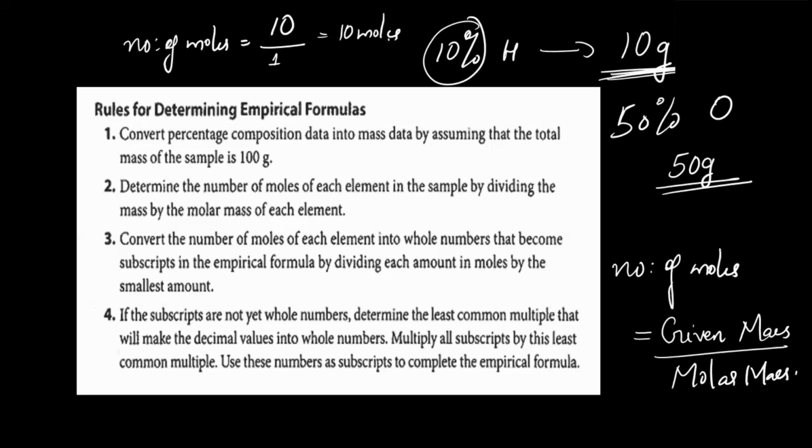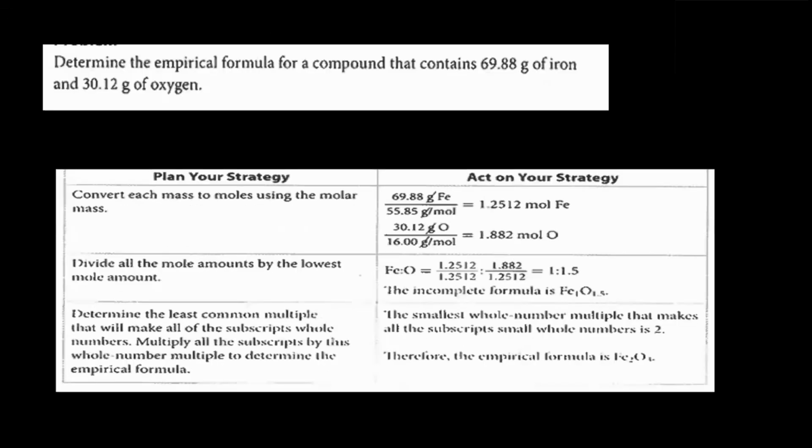When you do the questions, you will be getting the complete information. Don't worry. Let us move on to the questions. We will discuss some questions now. Question 1. Determine the empirical formula of a compound containing 69.88 gram of iron and 30.12 gram of oxygen. In this question, instead of percentage composition, the mass is given directly.